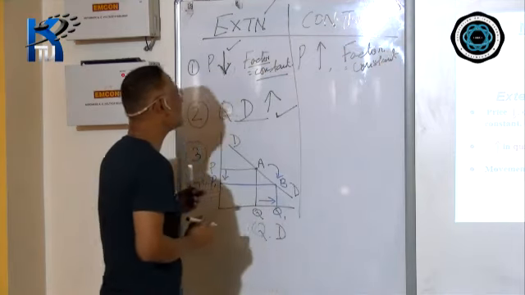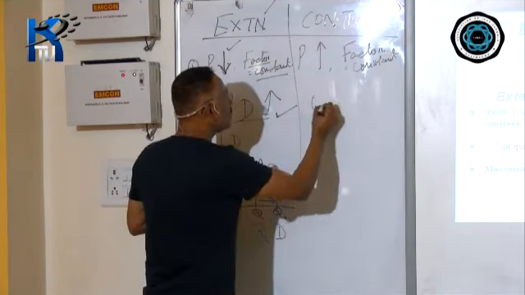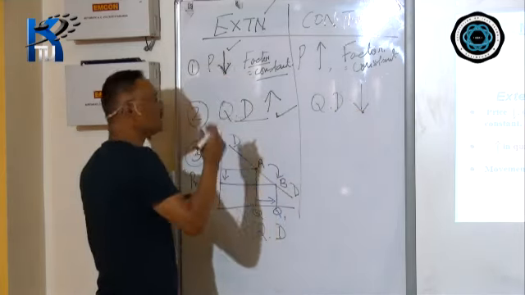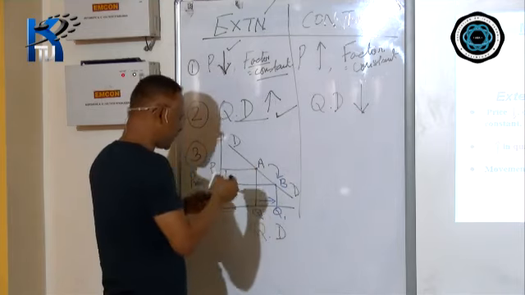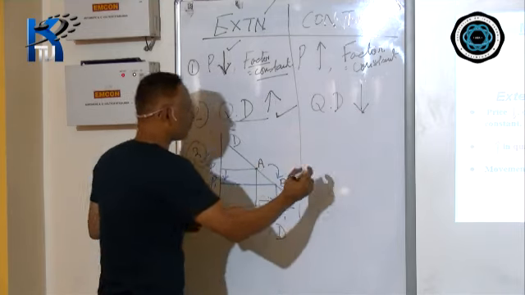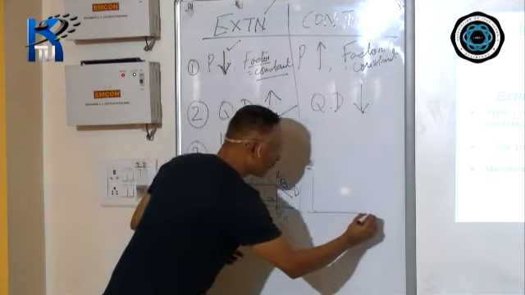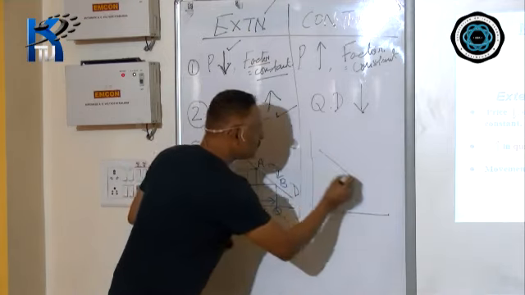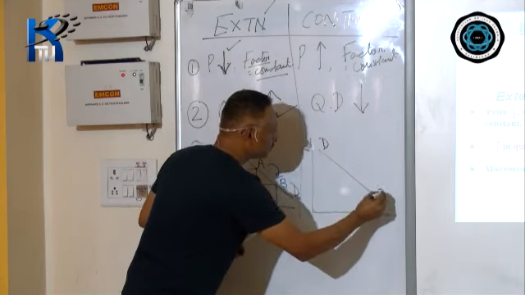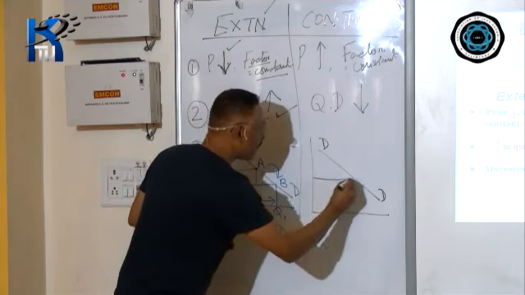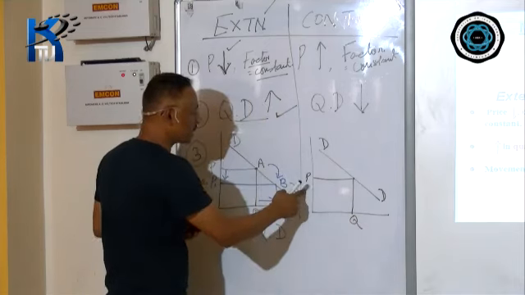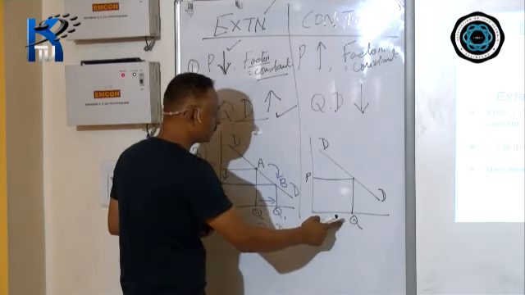What happens when the price increases? Obviously, the quantity demanded will decrease. Price increases, quantity demanded decreases. So if you were to look at a graph, okay, let's have a look at this graph. So this is your demand curve DD. This is your price. This is your quantity demanded.